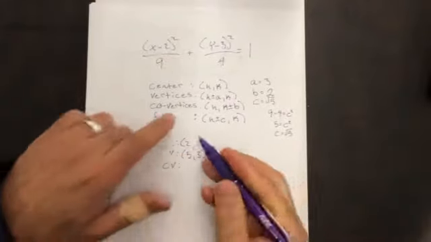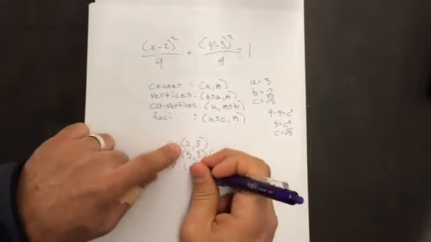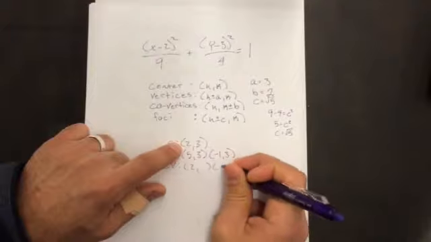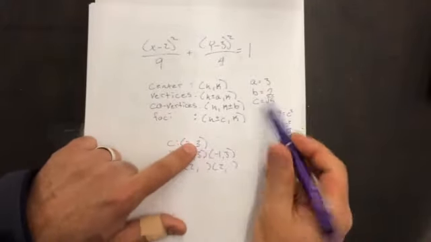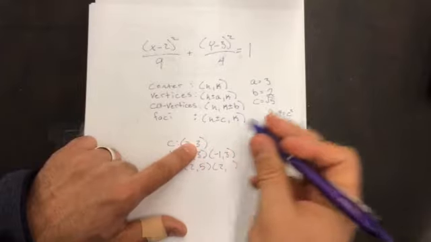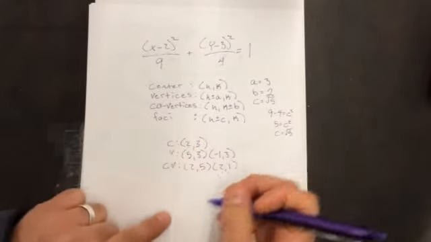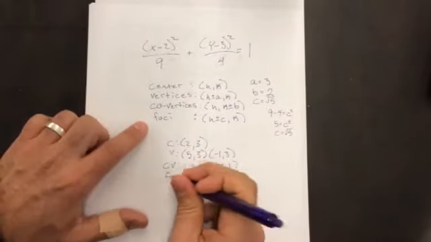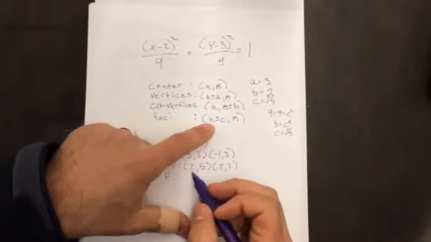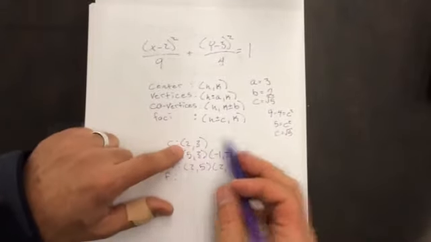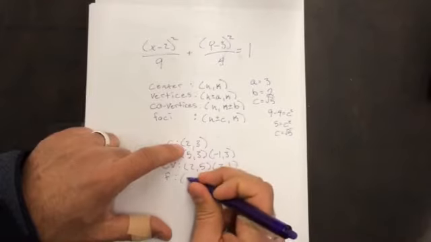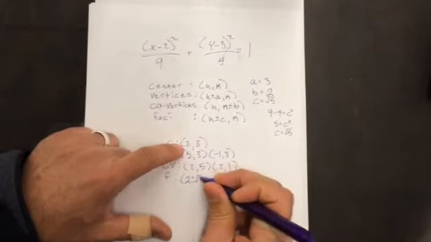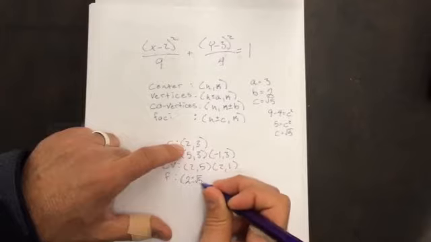Co-vertices are going to be, the h is going to remain the same, but the k is going to change. So I'm going to do 3 plus 2, which is 5, and 3 minus 2, which is 1. And then for the foci, the h is what changes. So it's going to be 2 plus the square root of 5, and 2 minus the square root of 5. So I'm just going to write it as 2 plus or minus the square root of 5, comma 3.